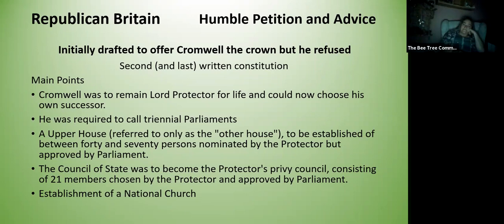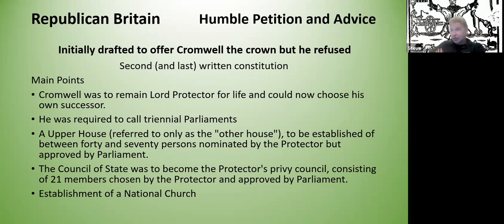The other changes were that he could now choose his own successor, and the Parliament would consist of two chambers, the House of Commons and an upper house referred to as the Other House. The Council of State was to become the Protector's Privy Council, chosen by the Protector and approved by Parliament. A National Church was established. So this is the second and last written constitution for England.